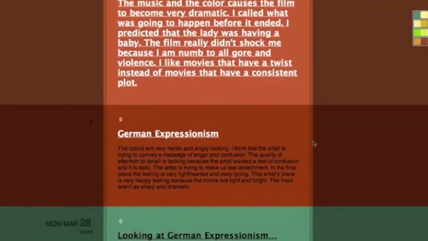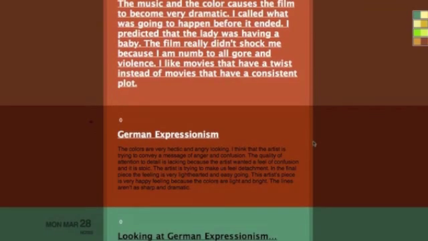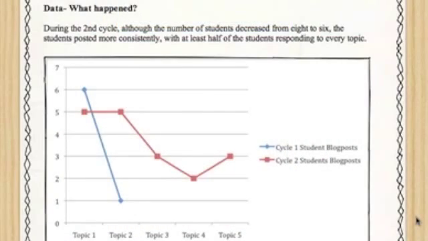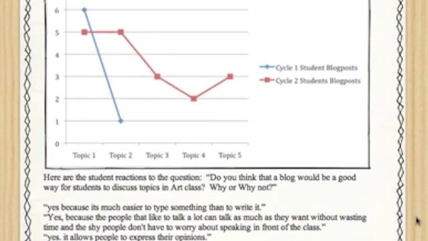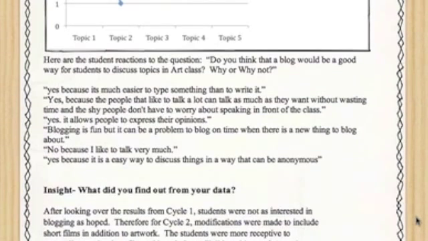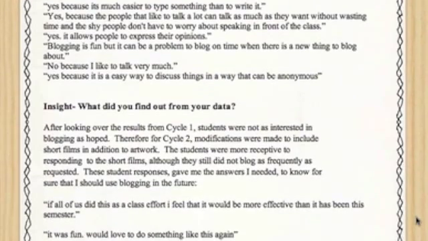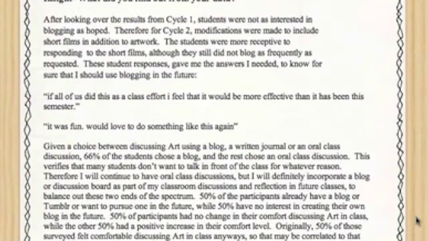Over 2/3 of the students during the second cycle said that they would rather have a blog post to do than have an oral discussion in class about art. And then 1/3 of the students said that they would rather have an oral discussion, but those are the more extroverted, outspoken students in the class regardless.